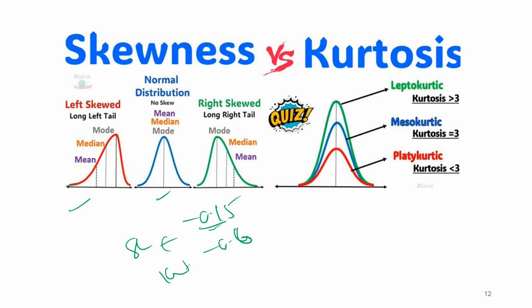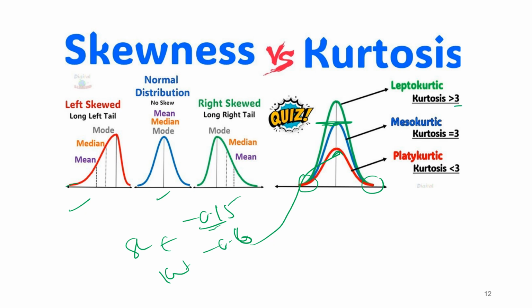Kurtosis will tell you the tail thickness. In this case, since this is for positive, it takes a value greater than 3. This is equal to 3, and then this one is less than 3. Less than 3 means it comes under this, so in this case your data will be spread like this. Whereas here, the kurtosis value is greater than 3.